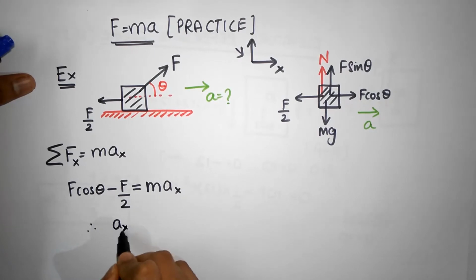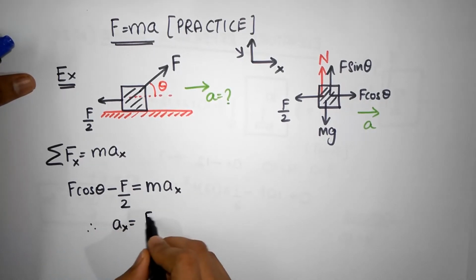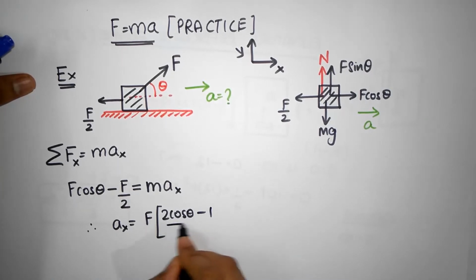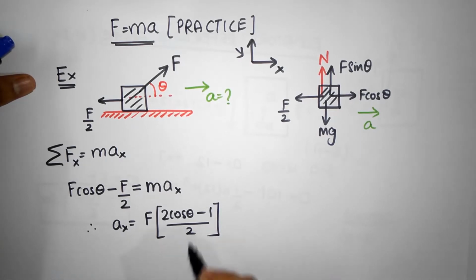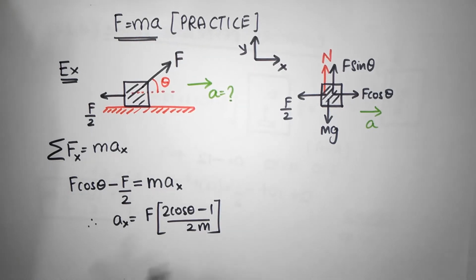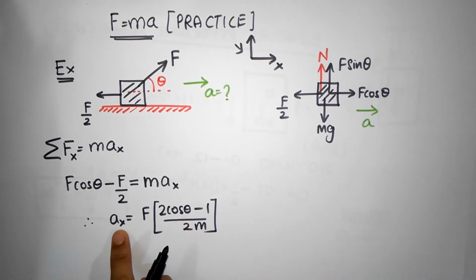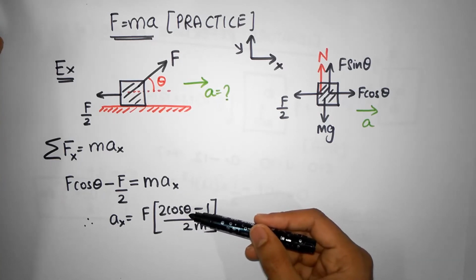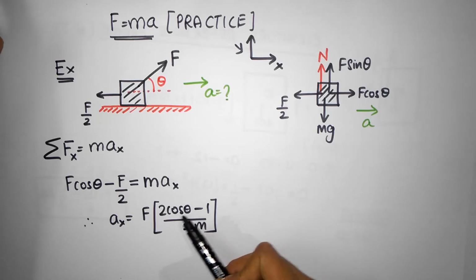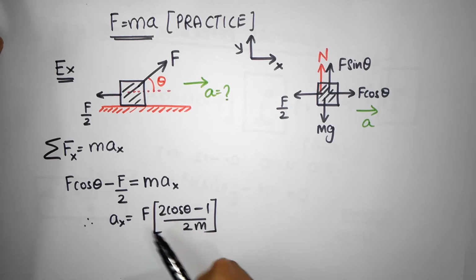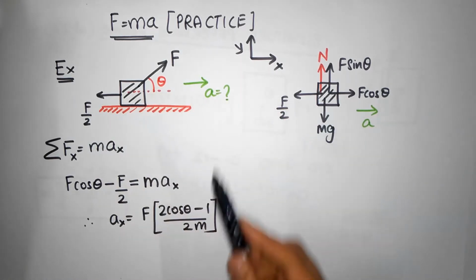Therefore, the acceleration along the x direction must be equal to, taking F common out, F times (2 cos theta minus 1) divided by 2m. Ta-da! There is my answer. Now the direction of the acceleration really depends on the value of theta. If theta is very small, for example 0, then 2 cos 0 minus 1 is 2 minus 1, which is 1. You get a positive number, and the whole thing would accelerate this way. That makes a lot of sense.